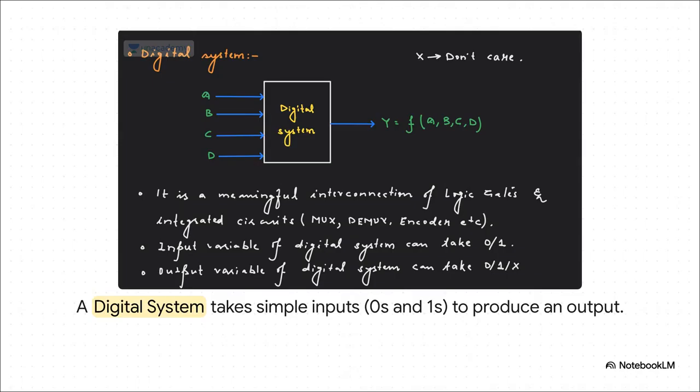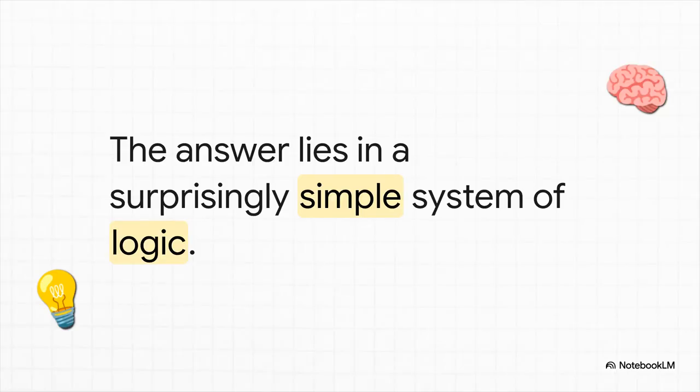Everything starts with what we call a digital system. It's a fancy term for something that takes a bunch of simple inputs, our ones and zeros, and through a maze of circuits, spits out a useful output. But here's the catch. As these systems get more and more complex, they can become unbelievably inefficient, slow, and crazy expensive to build. And the answer, the secret weapon engineers use to cut through all that chaos, is a beautiful system of logic called Boolean Algebra. It's the tool that tames the complexity and makes all of our modern tech possible.